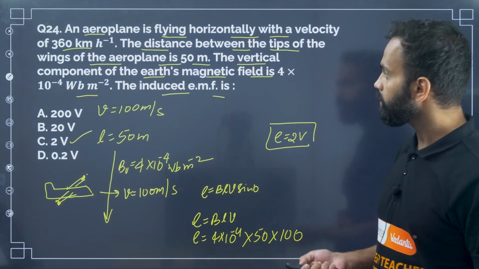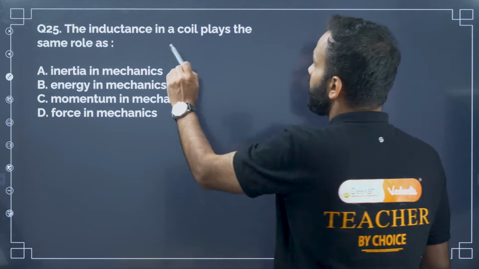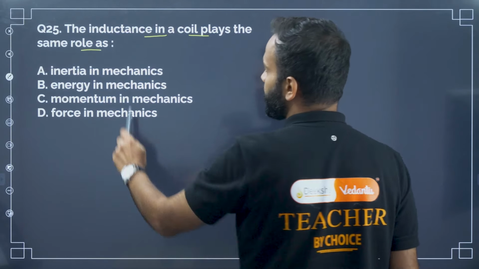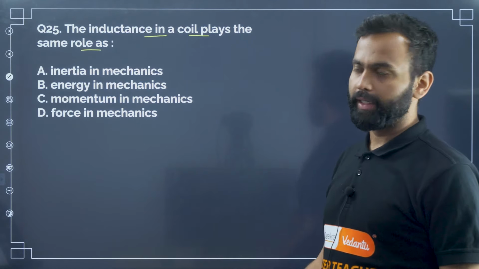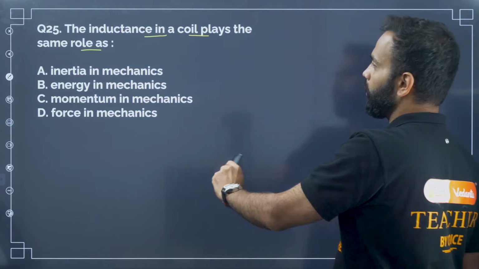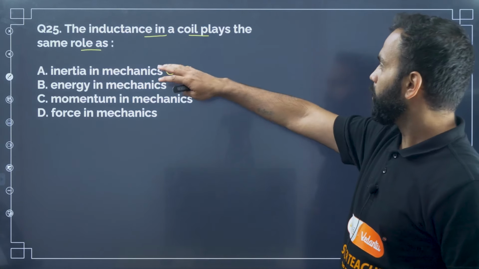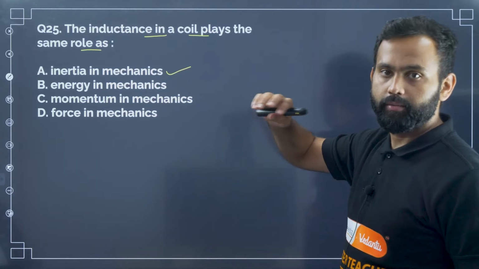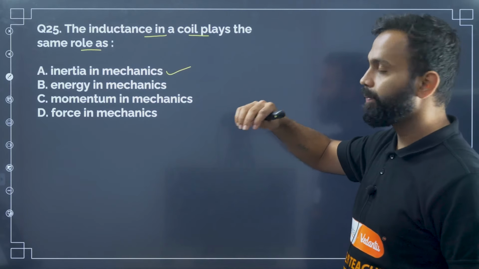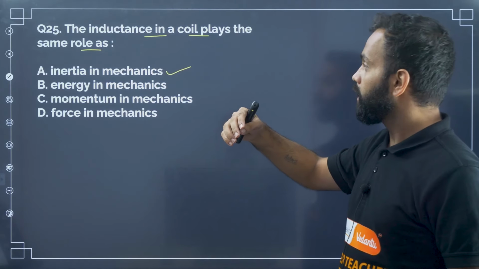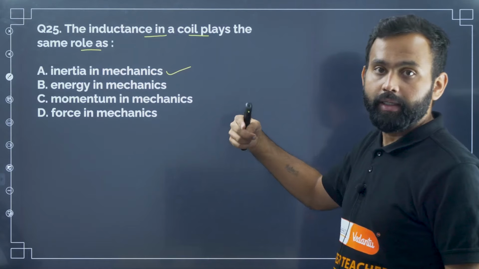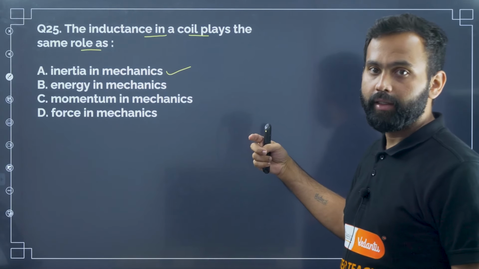Question number 25. The inductance in a coil plays the same role as, the direct question, right? Inductance in a coil plays the same role as inertia in mechanics. Why? Because inductance in the coil opposes the electric current in the circuit, isn't it?